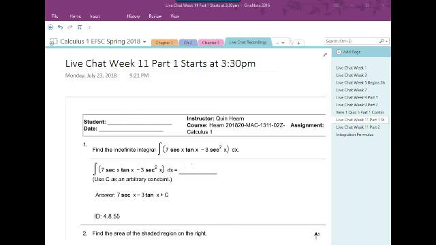So when you look at this problem, what you're hoping is that each term, here's a term and here's a term, things that are separated by plus or minus, will fit a pattern of an integration formula that we know. Because otherwise we have to use a technique like substitution to integrate.